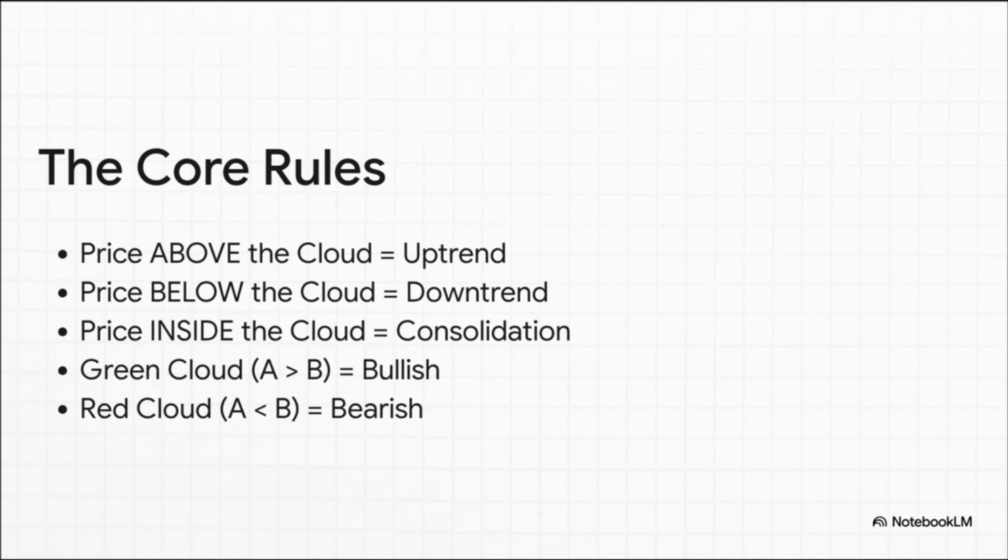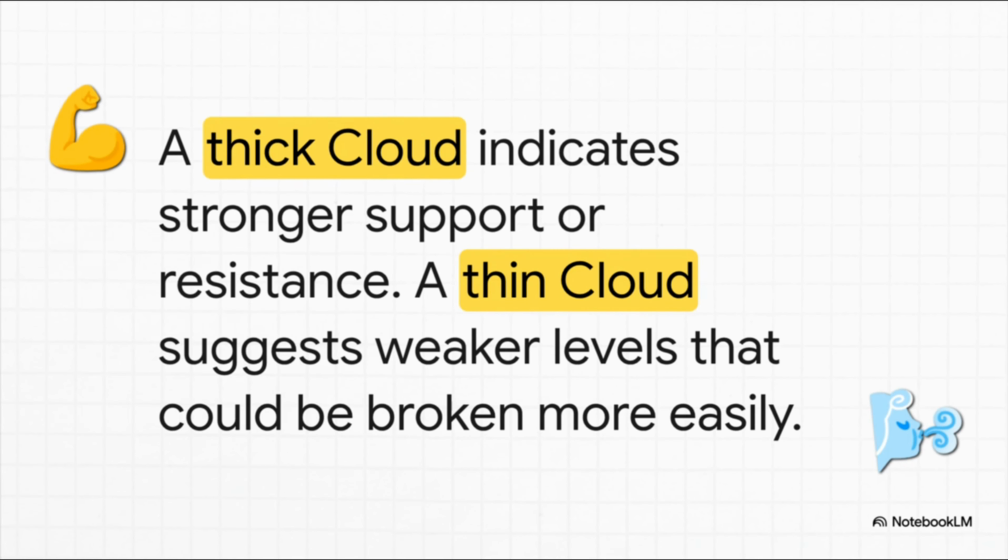Even the color of the future cloud gives us a heads up. Green for bullish, red for bearish. Now, here's another cool layer of insight: the thickness of the cloud itself. A thick cloud tells you there's been a lot of volatility, and that means it's a strong area of support or resistance. A thin cloud, on the other hand, means that level is a lot weaker and could be easier for the price to break through.